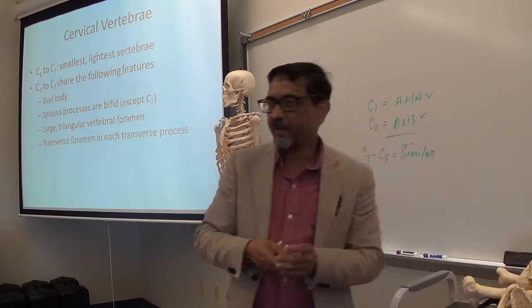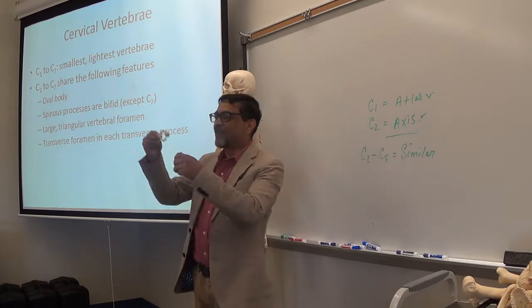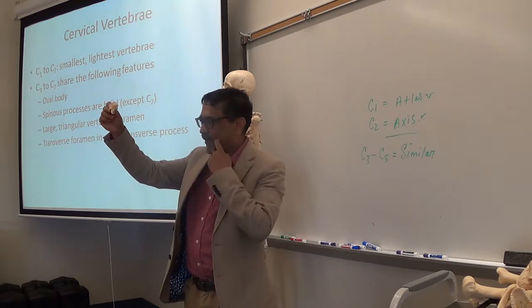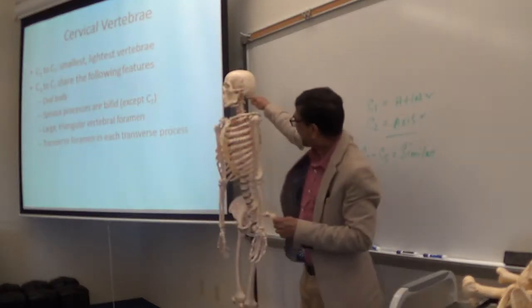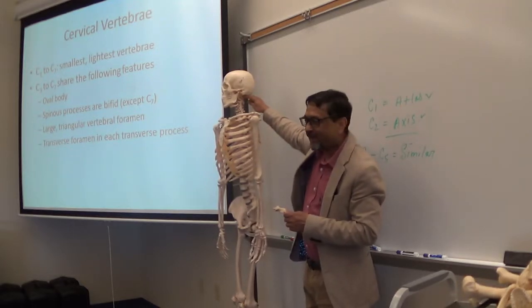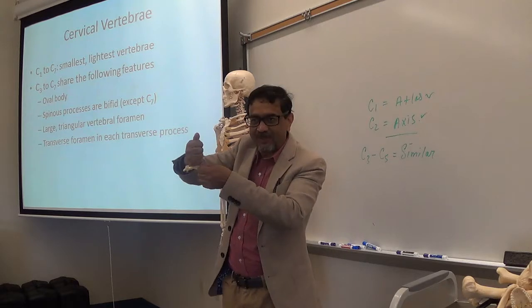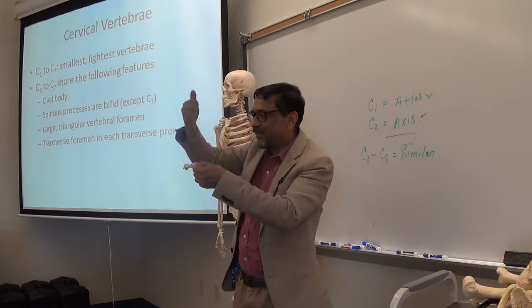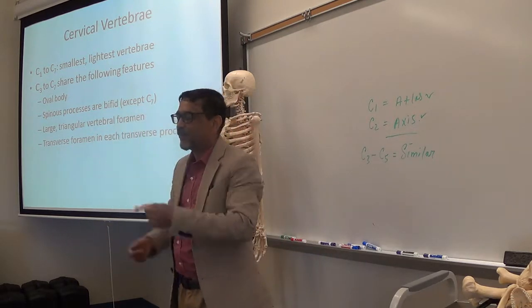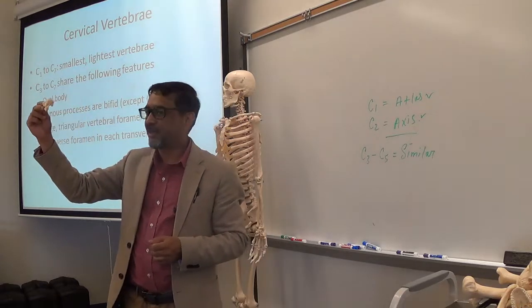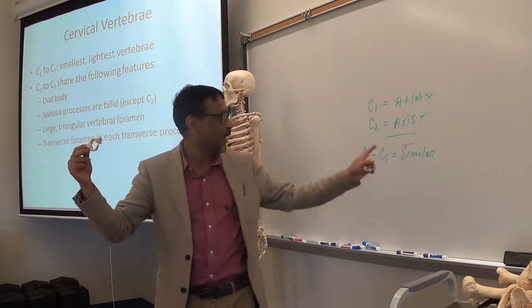Okay, so I got it. So this is C1, first cervical, the topmost vertebra, right? So the skull sits on it. Make sense? The skull sits on it. And this is called the atlas, C1.